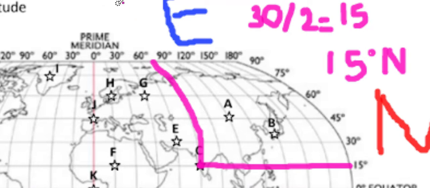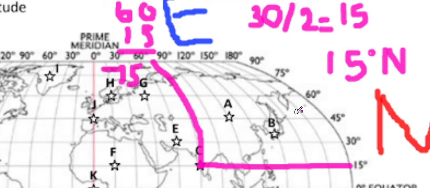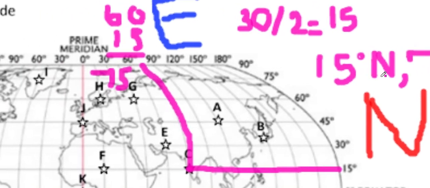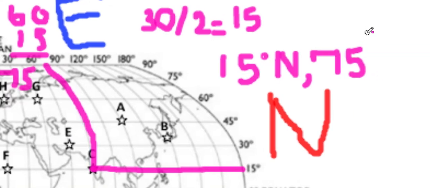So the easiest thing to do is add 60 plus 15 to get 75. So then your longitude is 75, and because it's on the east side of the prime meridian, it'll be 15 degrees north by 75 degrees east.